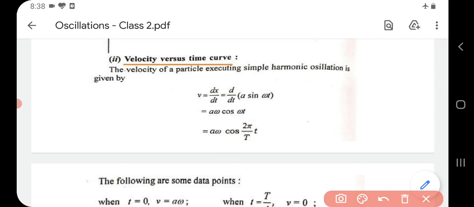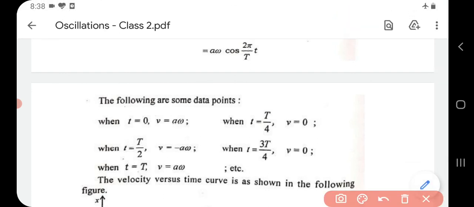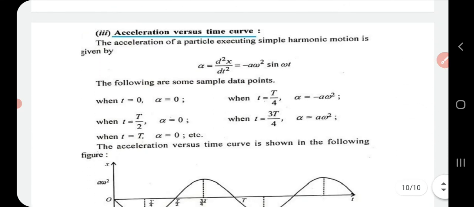Now, what is the next step? As before, for each value of t, you calculate the value of v. That is starting from t equal to 0, T by 2, T by 4, 3T by 4. LHS is v here. So for each of these values of small t, you are calculating the value of v. And finally, you will get a curve like this. This is the shape.